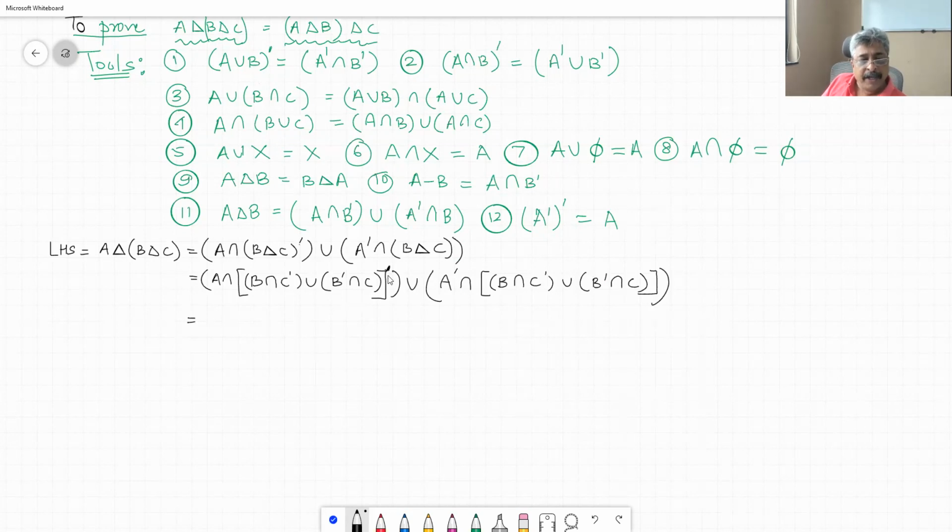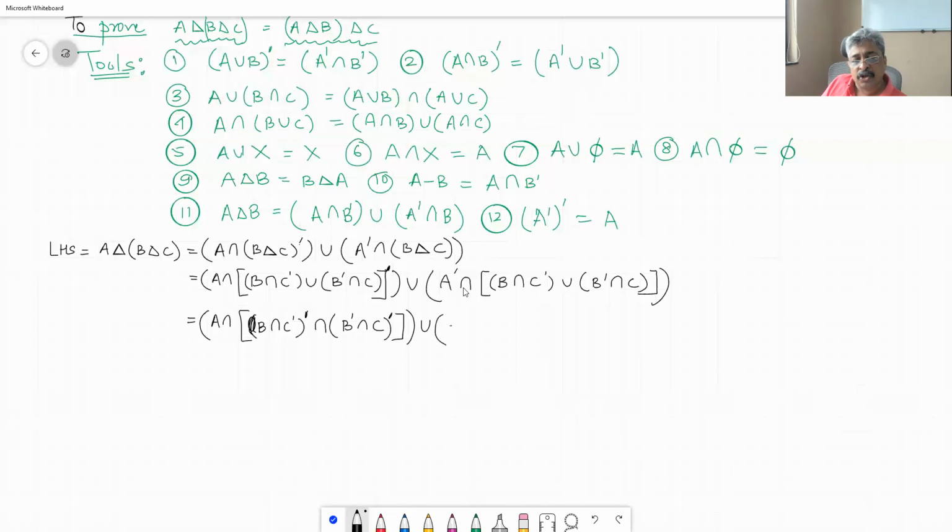Now, because we have complement here, we need to get rid of that complement, and when complement goes inside, union becomes intersection. So A intersection B intersection C dash complement intersection B dash intersection C complement. Okay, we will have to bear with this now. So I have got this complement going inside. That is our first bracket union second bracket.